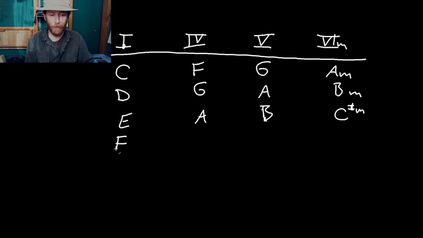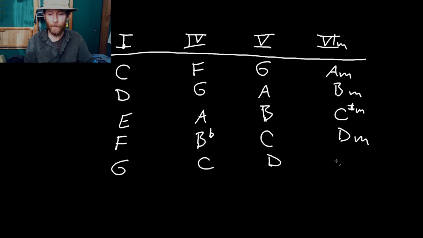But look what happens when we get to F. You might think, okay, F, G, A, B is the next one, right? Well, actually it's B flat. So it doesn't always work out perfectly, but it'll get you most of the way there. This was a C sharp minor, it wasn't C minor, so there are some exceptions. Here's G, C, D, and E minor, and the last one, A, D, E, and F sharp minor.